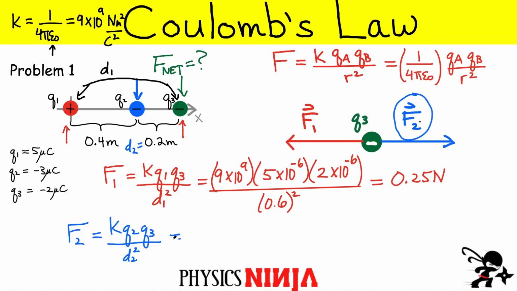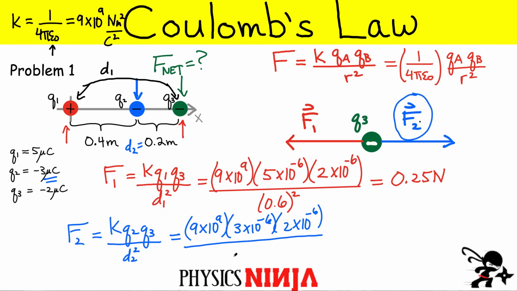All right, let's go ahead and substitute in all the values. So we get 9 times 10 to the 9 for our K constant. Q2 has a magnitude of -3. Again, I'm not too worried about the sign. That tells me the direction of the force. 10 to the -6 because we're dealing with microcoulombs. Q3 is still the same, 2 times 10 to the -6. And now I have to divide by this distance. This distance is 0.2, and I have to square that value.